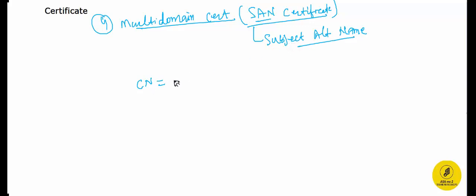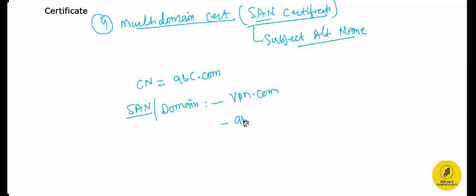So you can have a CN name in a certificate, abc.com, and then you can have multiple SAN names here or domain names. So you can have multiple domains in the same certificate. This certificate can be valid for abc.com. It can also be valid for vpn.com or abc.vpn.com. So you can have multiple SAN names in the same certificate, and this certificate can be used by any of these websites because it's a multi-domain certificate.